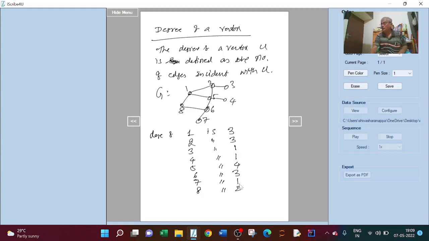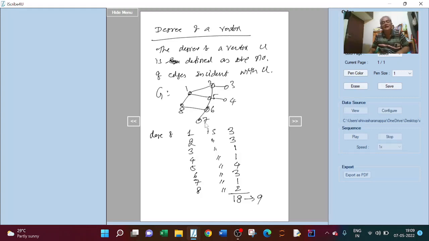Okay, what is the sum of the degrees here? 3 plus 3, 6, 7, 8 to 12, 15, 16, 17, 18. Okay, this is the sum of the degrees. And how many edges are here if I count? 1, 2, 3, 4, 5, 6, 7, 8, 9. 9 edges are here. Okay.